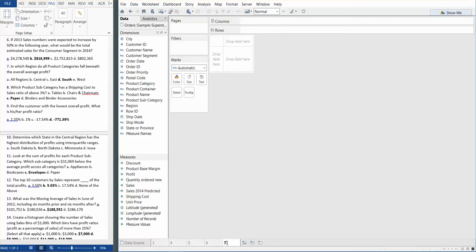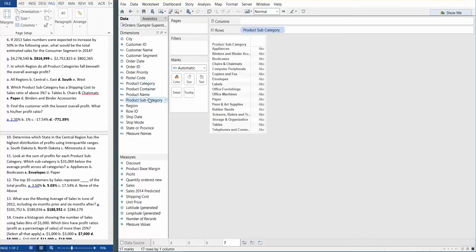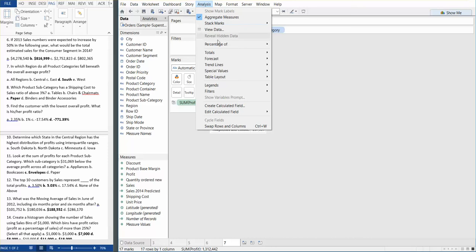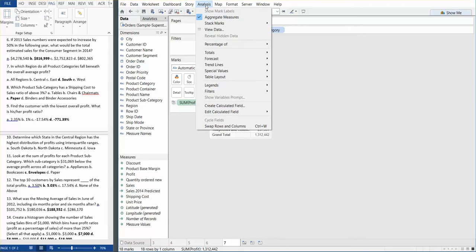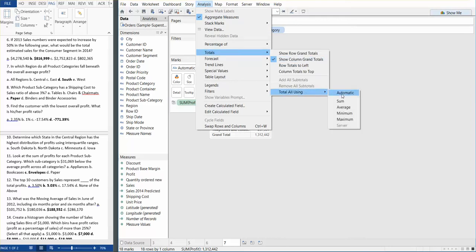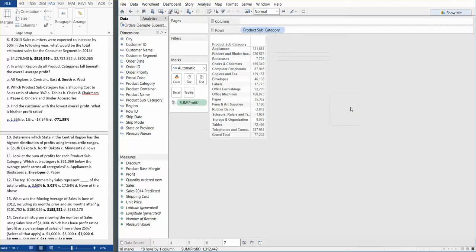Going on to question number 7, in which region do all product categories fall beneath the overall profit average? So what we need to do there is first we drag the product subcategories. Then we need to go and drop in the profit, and then under analysis, we need to find the grand total of the profits. Now, the question is asking not for the sum, but we need to actually look at the average. So we go to totals, total all using average. So the number we need to focus on is 77,202.